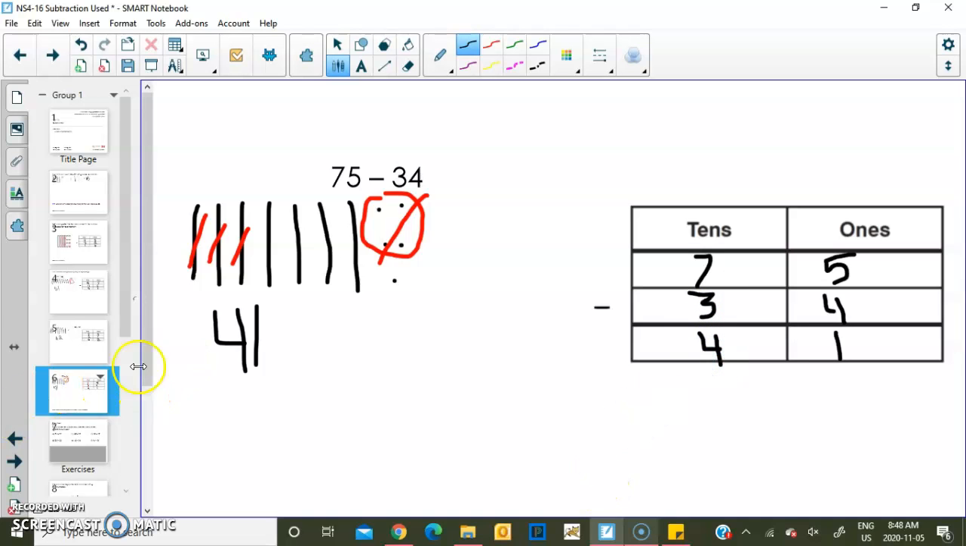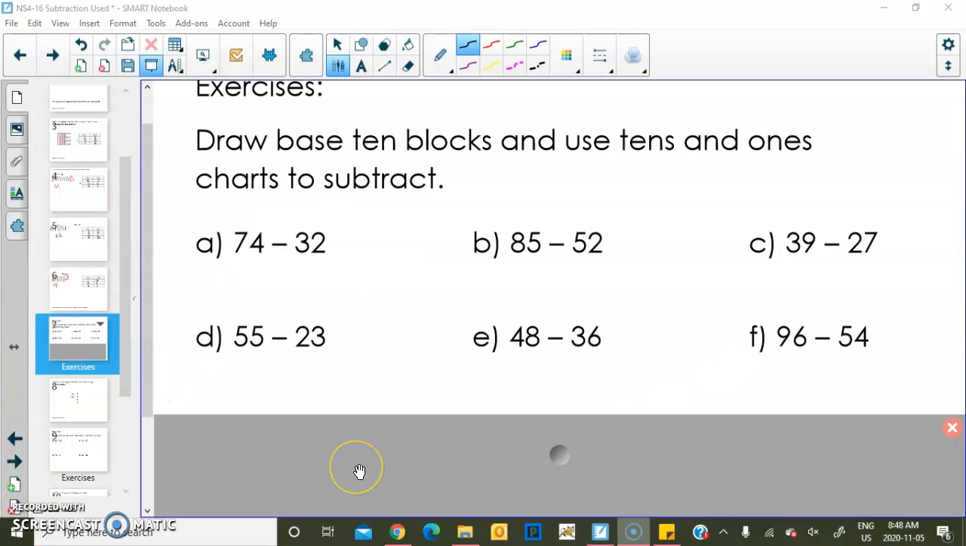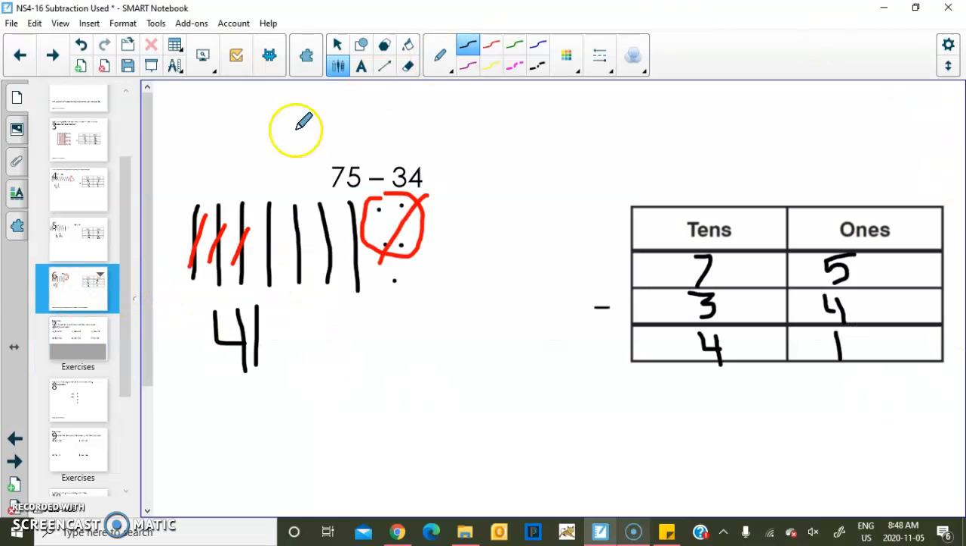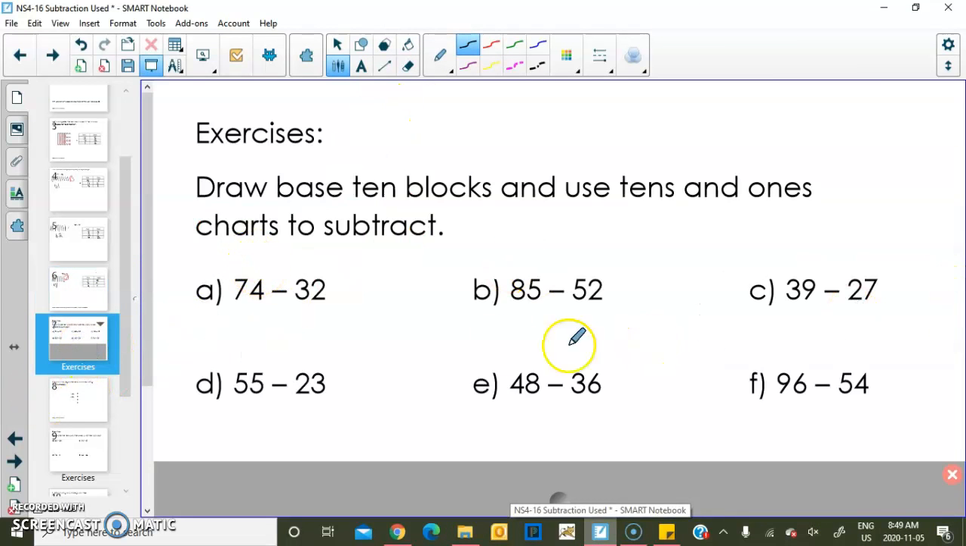Good work. Okay, grade 4s, it is now time for you to pause the screen. I want you to draw base 10 blocks and use a tens and ones chart, just like we did in the last slide for each question, okay? And then I want you to come back and check your answers. So pause that screen and get out a whiteboard or a paper and pencil.